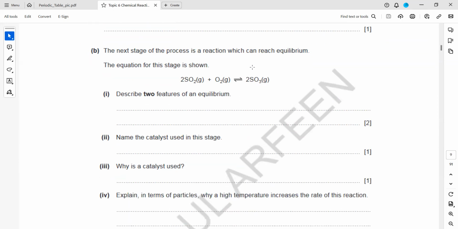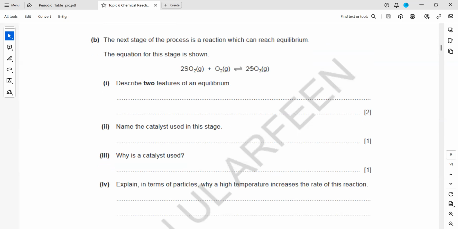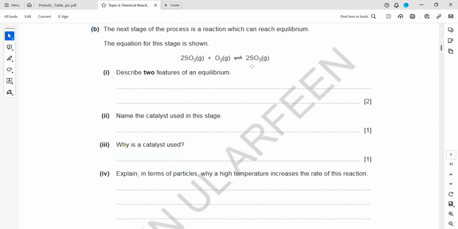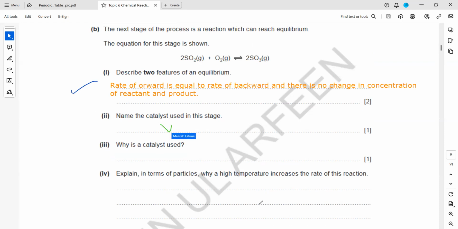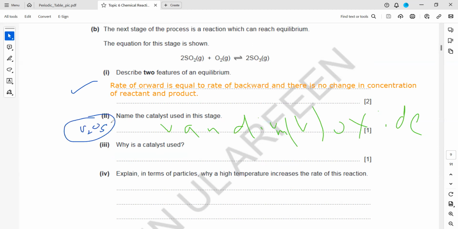The next stage of a process in a reaction in which equilibrium is reached, describe two features of equilibrium. So rate of forward equals rate of backward and no change in concentration. Name the catalyst used for this stage. So we use vanadium pentoxide, or vanadium 5 oxide. Because they say the name, don't write the formula, write the name of the catalyst.